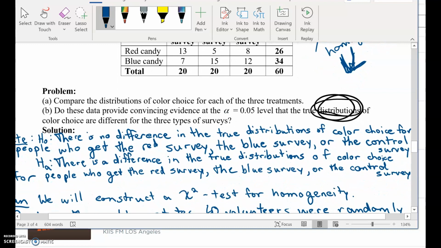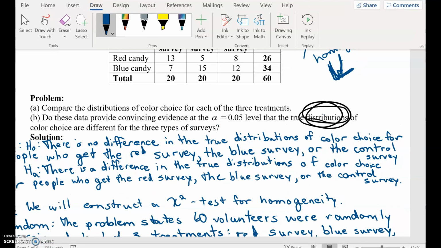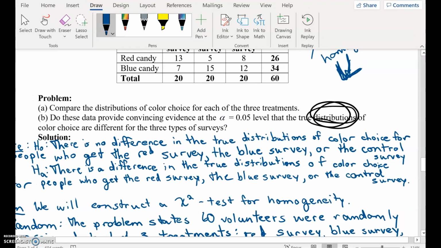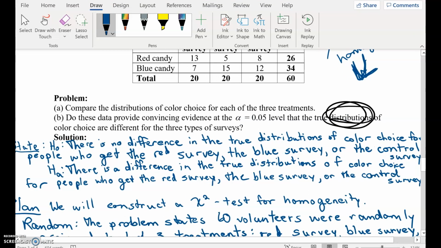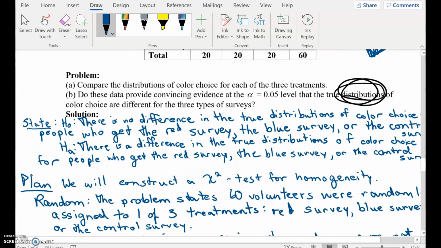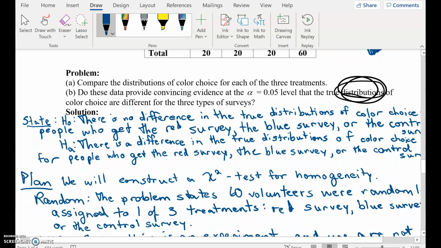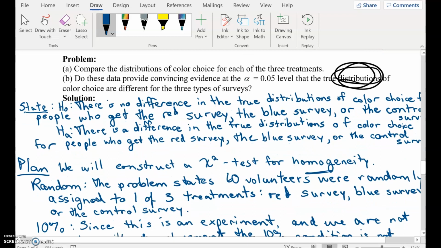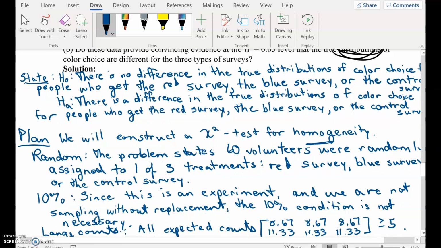H0: there is no difference in the true distributions. HA: there is a difference in the distributions. Okay. Under the plan, we will construct a chi-square test for, there's that word, homogeneity. Random: the problem states that 60 volunteers were randomly assigned to one of 3 treatments. Okay, so it's not a random sample this time, it's random treatments. Or they were randomly assigned within the treatments, I should say.